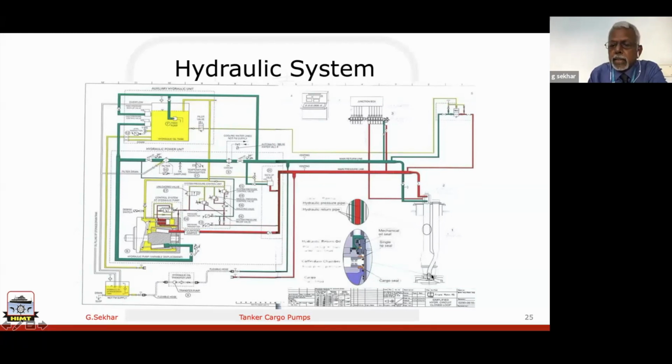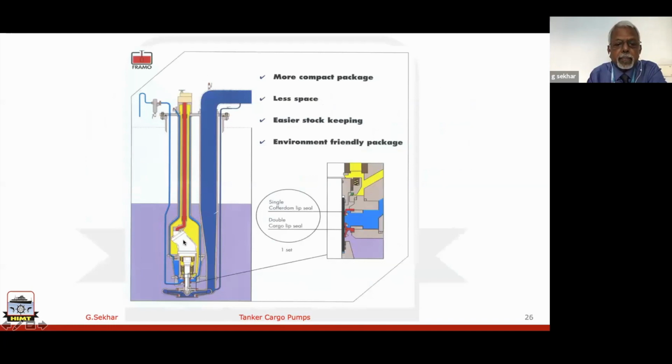And where is the pump? Pump is here. Now this is at the bottom of the tank. So from here, pressure oil enters and goes all the way to the hydraulic motor. Now this is the hydraulic motor. So your pressure oil goes all the way, rotating the hydraulic motor. So the pump shaft is rotating, so the impeller is rotating, so cargo is getting discharged like this.